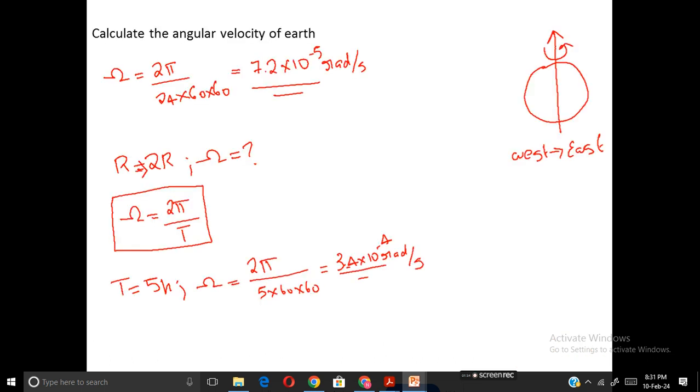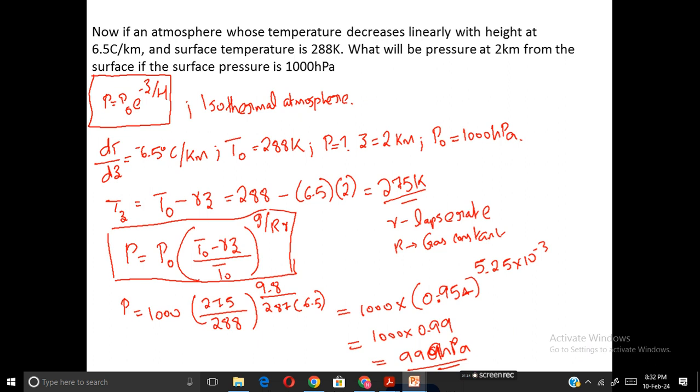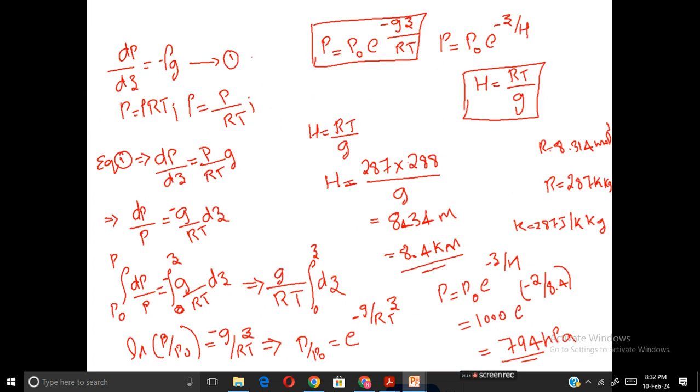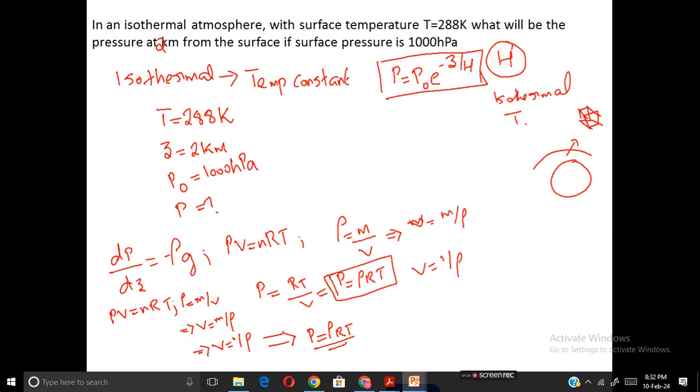So today we did some numericals concerning the change of pressure and density with respect to height. And we learned that the equation P is equal to P0 minus Z by H in case of pressure is based on the assumption that the atmosphere is having the same temperature throughout. The temperature is not changing with respect to height.